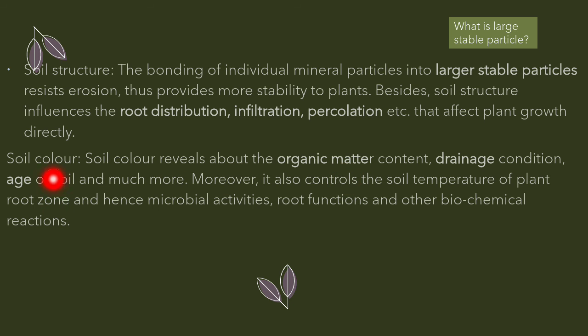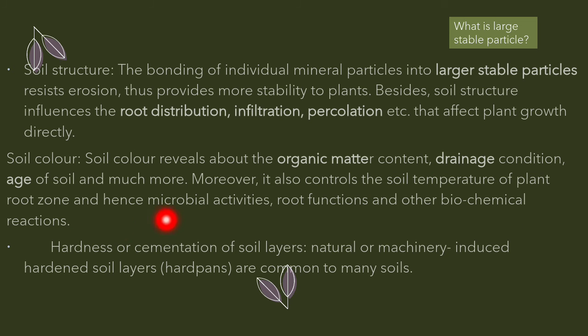Soil color. Soil color reveals the organic matter content. If there is more organic matter, soil will be darker in color. Soil color also indicates drainage condition and age of soil, and much more. Moreover, it also controls the soil temperature for the plant root zone and hence microbial activities, root function and other biochemical reactions.